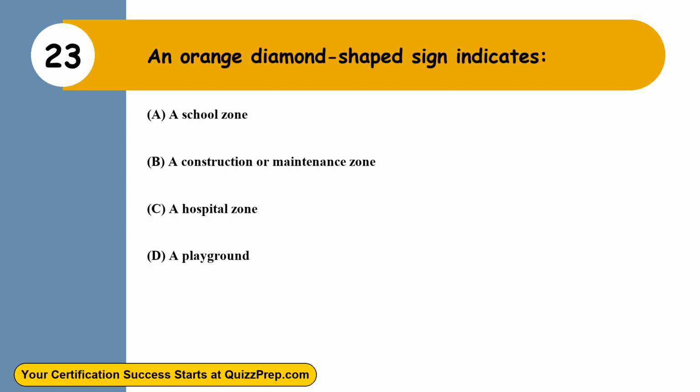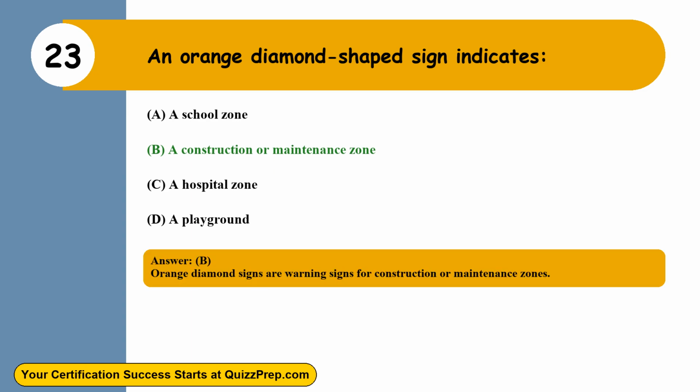Question 23. An orange diamond-shaped sign indicates: Option A. A school zone. Option B. A construction or maintenance zone. Option C. A hospital zone. Option D. A playground. The correct answer is option B, a construction or maintenance zone. Orange diamond signs are warning signs for construction or maintenance zones.